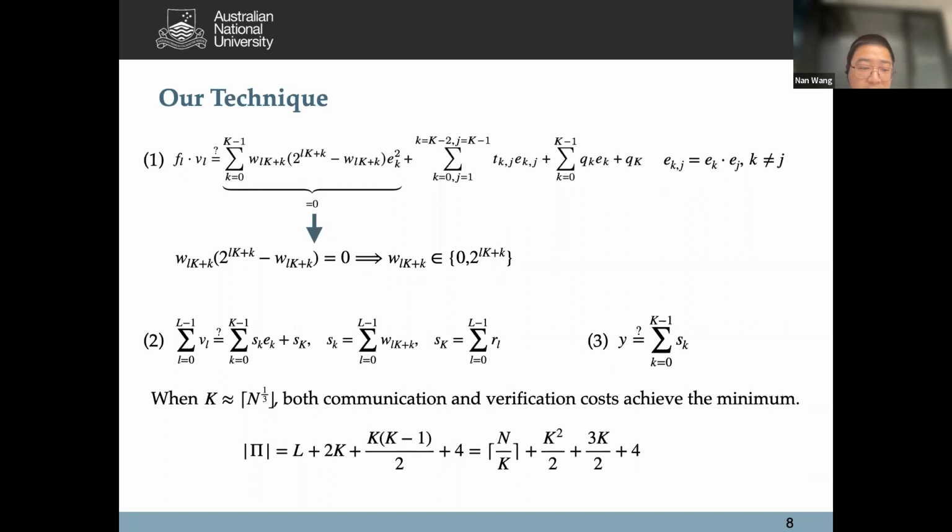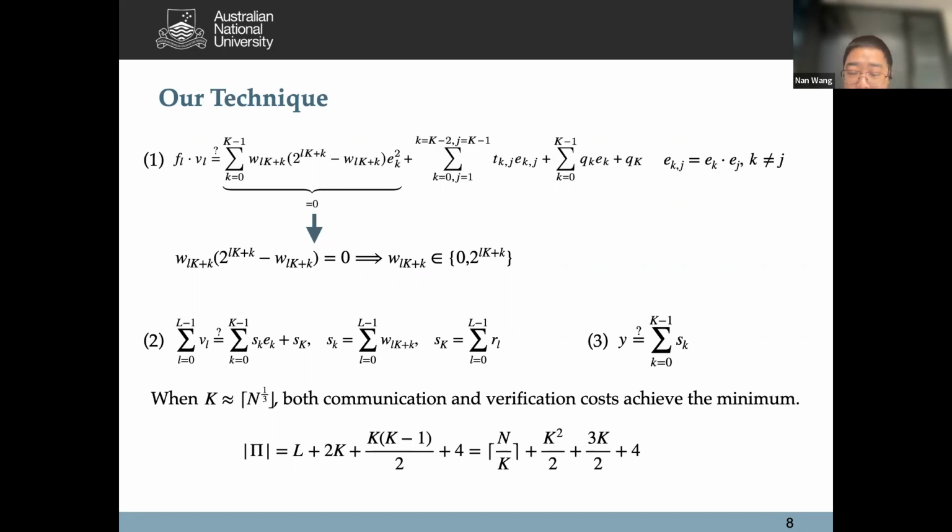The prover must provide the commitments to the coefficients of the remaining terms, T_kj and Q_k, in the first round. Then we can conclude that each coefficient w_{lK+k} is either 0 or 2 to the power of lK+k. And secondly, the verifier sums all the v_l. The prover must also provide the commitments to the s_k on the right-hand side of the equation in the first round. The s_k is the sum of the values in the kth column in the matrix.